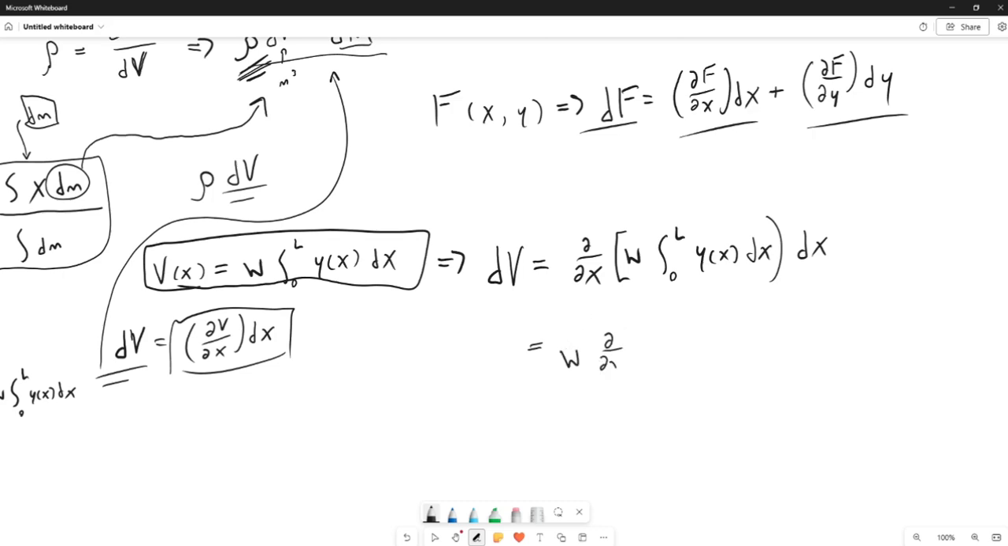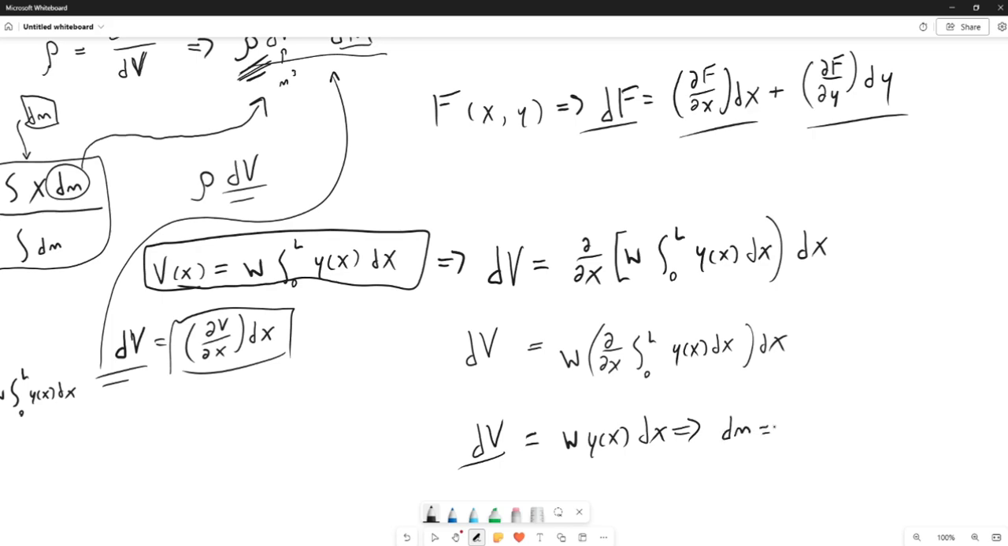Then we have d/dx of an integral with respect to x dx, and so you get a cancellation of the integration, and you just end up with w y of x dx is dV. Now that we have dV, we go back to what dm is with respect to dV. That means dm equals rho w y of x dx. And now we have that.